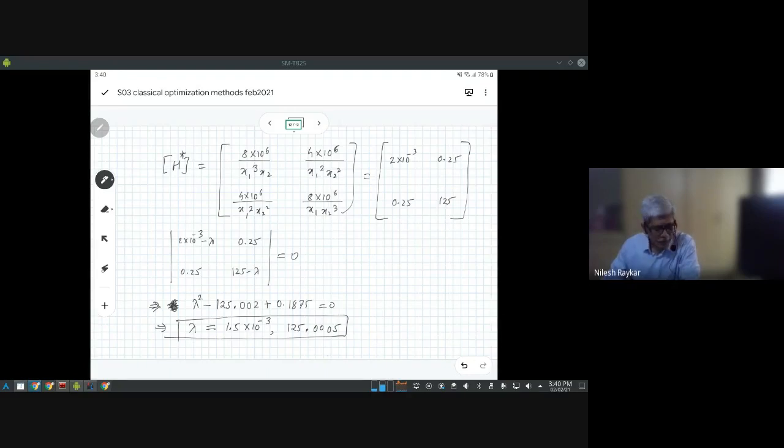So here we observe that both these eigenvalues are positive. Which implies that the Hessian matrix at x bar star, where x bar star is our value at x1 is 1000 and x2 is 4, is positive definite, which implies that x bar star is minima.